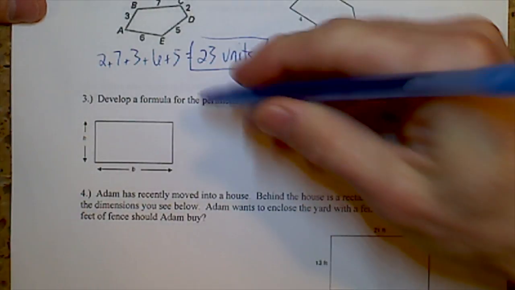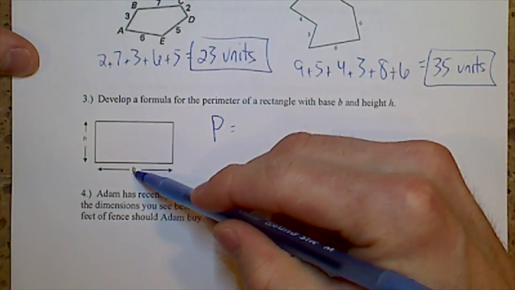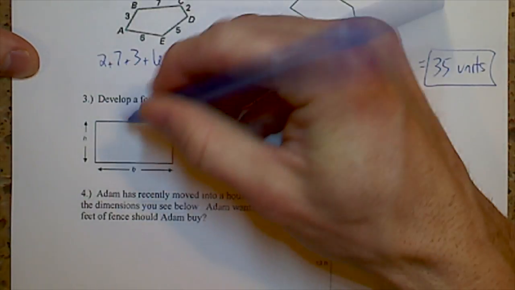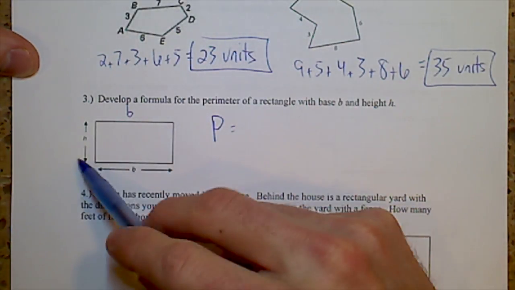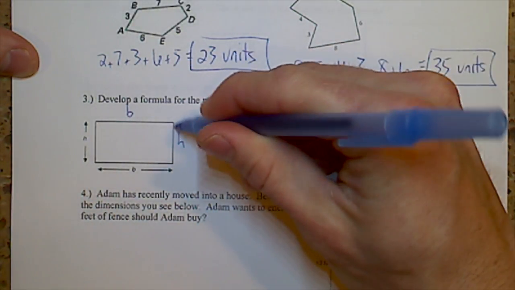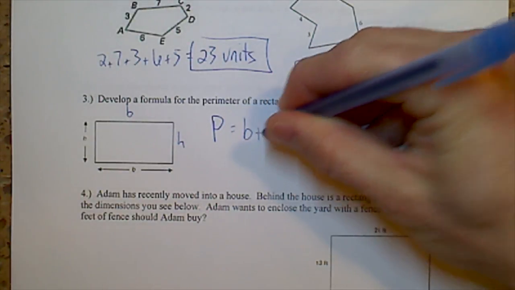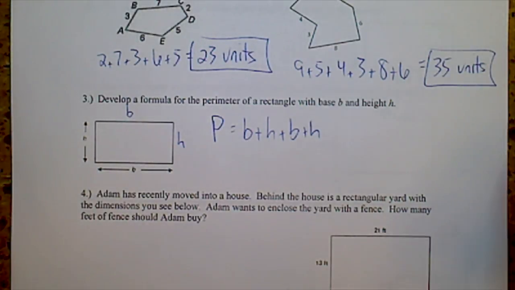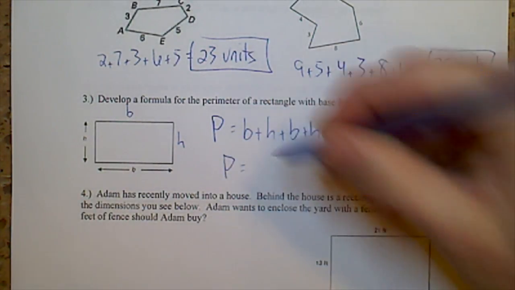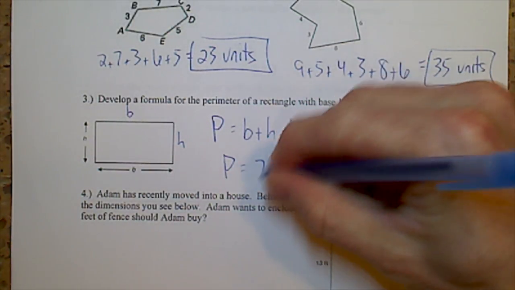All right, hopefully you had some time. Now, in a rectangle, if this is the base B, this other side on the rectangle is also going to have base B as its length. And likewise, this side here is going to have a length of H, the height, just like this side does. So if you use our definition, you get B plus H plus B plus H. And we can simplify this and have a generalized formula that we can use anytime we come across a rectangle. B plus B is 2B. H plus H is 2H.